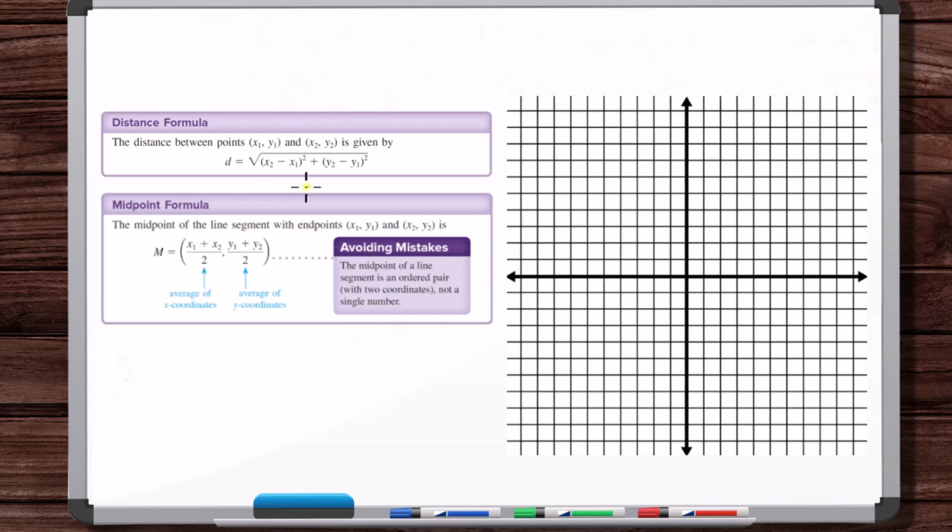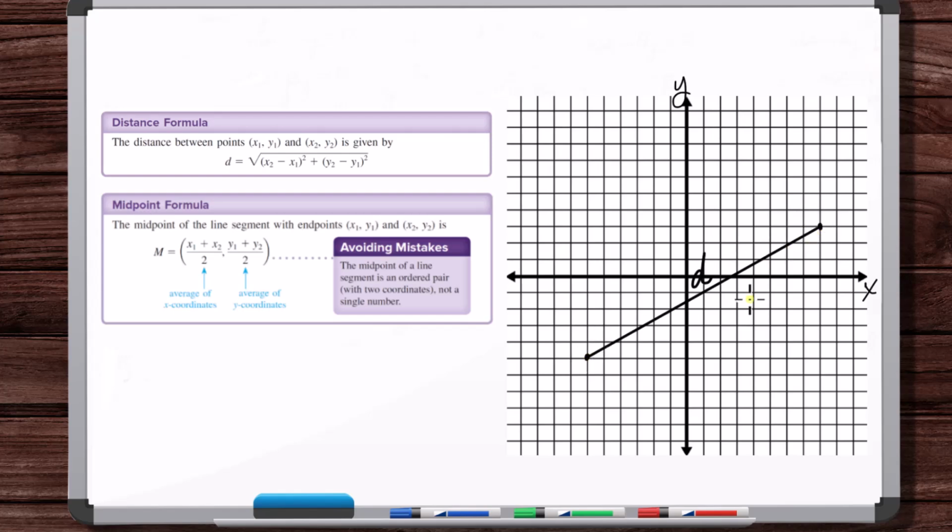Okay, so let's derive the distance formula. So we've got this Cartesian plane here. Now let's pick 2 points in the plane. Let's say we want to find the distance between these 2 points. We want to come up with a formula that gives this straight line distance here between these 2 points based on the coordinates of the 2 points.